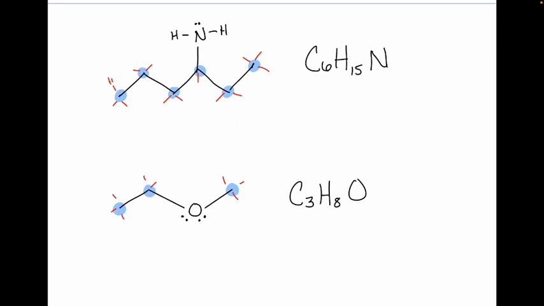Cool? So we can look at a bond line structure and kind of make sense of what we're looking at now. All right, cool. So then I want you to draw one for me here. I'm going to give you this Lewis structure, and you're going to turn it into a bond line structure for me.